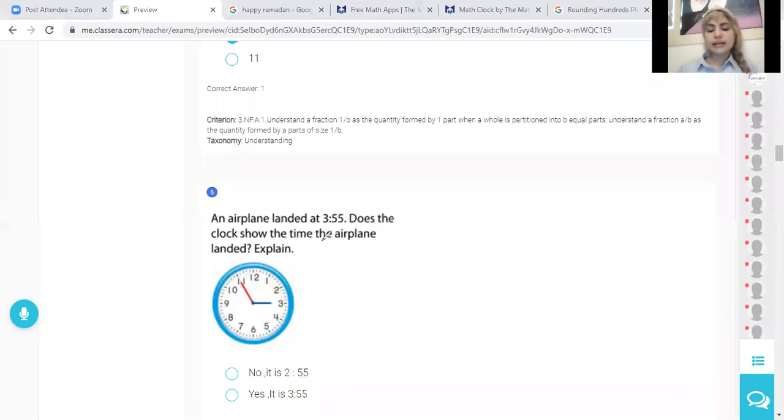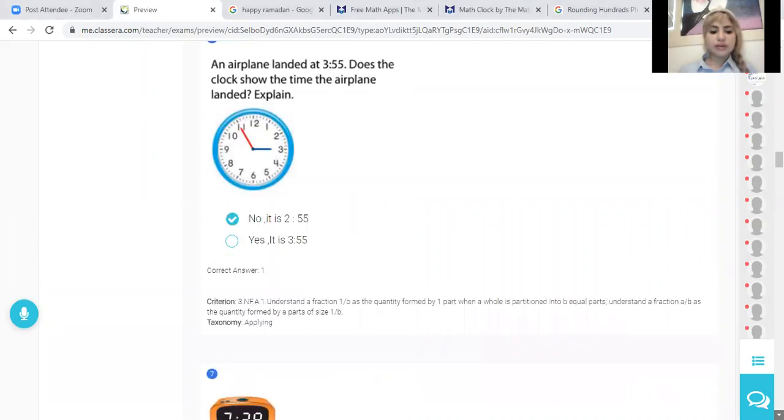An airplane landed at 3:55, so it is greater than 3 already. Without I complete the question, it's greater than 3. Does the clock show the time the airplane landed? Explain. Of course not, because it is smaller than 3. It didn't come to 3 yet here. So the answer is no, it is 2:55. It's after 2:55 minutes. Okay, number 7.